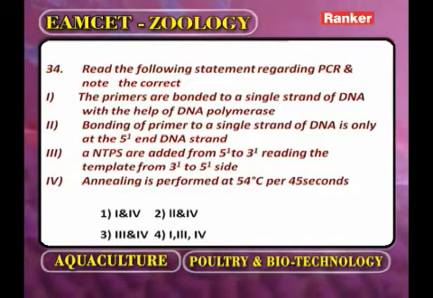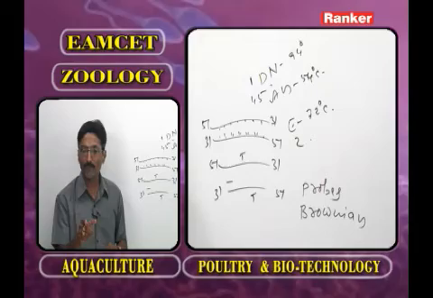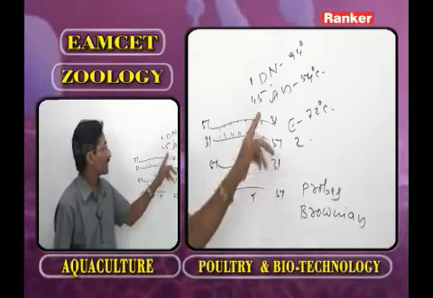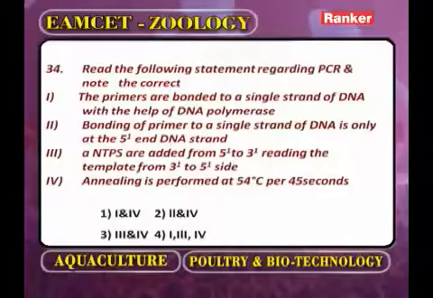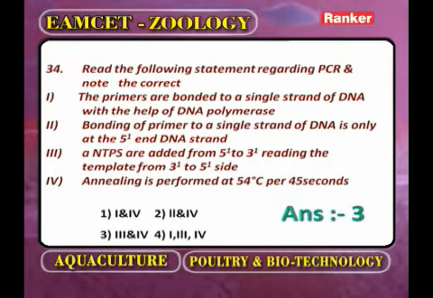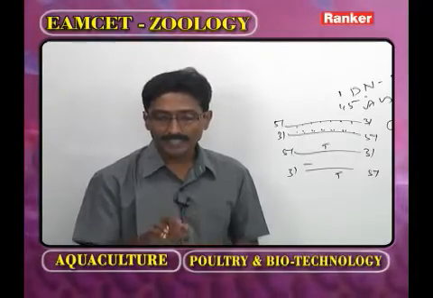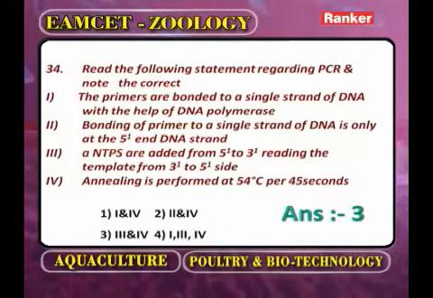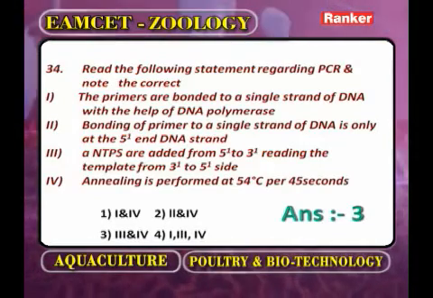Fourth, annealing. Annealing is done at 54 degrees centigrade for how much time? 45 seconds. Now you observe the answer. The third statement and fourth statement are correct. First one, why is it wrong? We are using the RNA polymerase. And the second one is not at 5', it is at 3'.